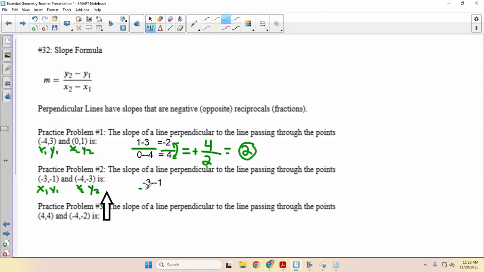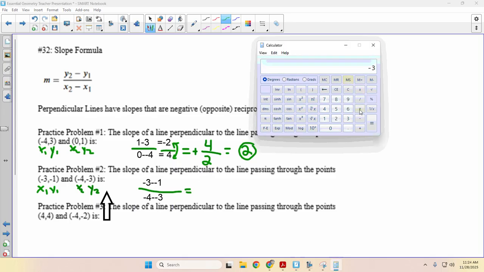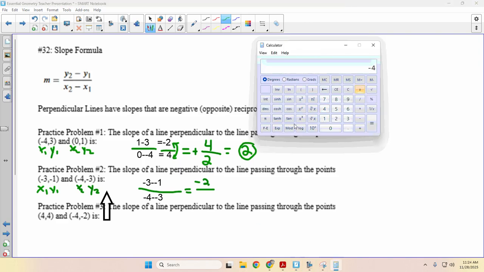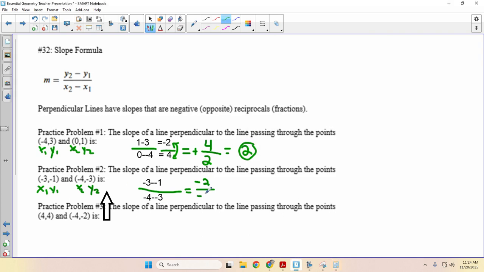And then on the bottom, we have x2, which is negative 4, minus x1, which is negative 3. And then we just let our calculator do the talking here. So this is going to be negative 3 minus negative 1, which is negative 2. And then negative 4 minus negative 3, which is negative 1. A negative and a negative is positive.